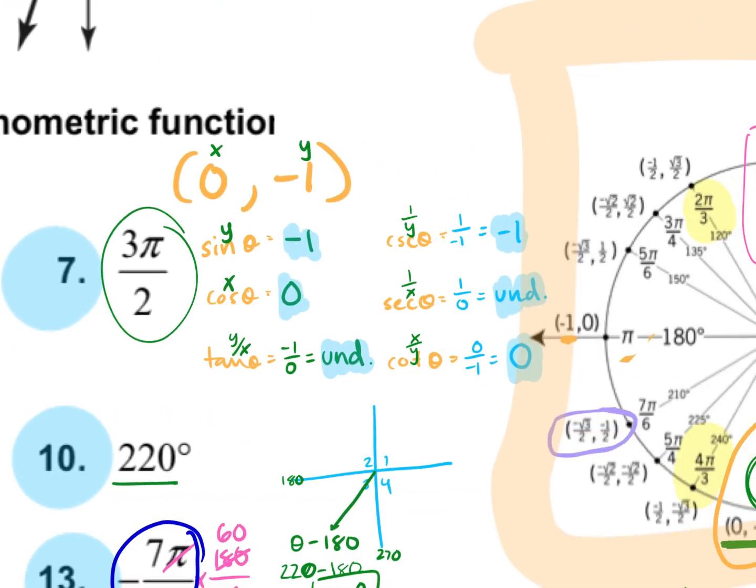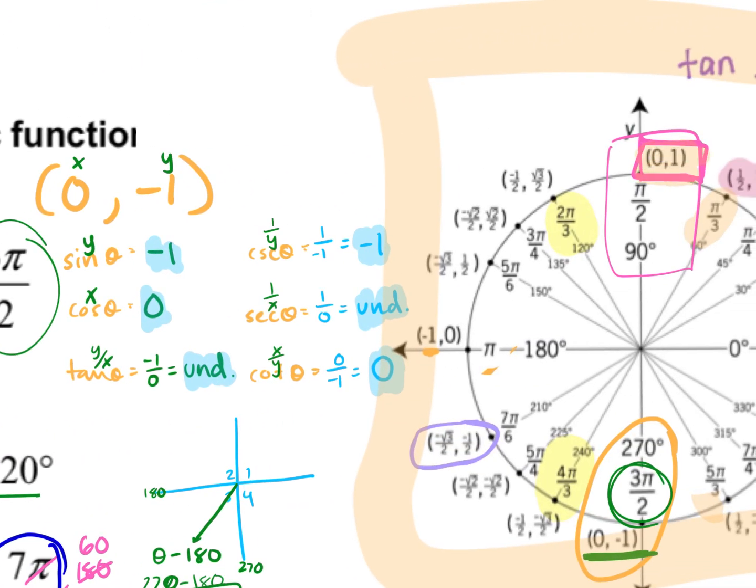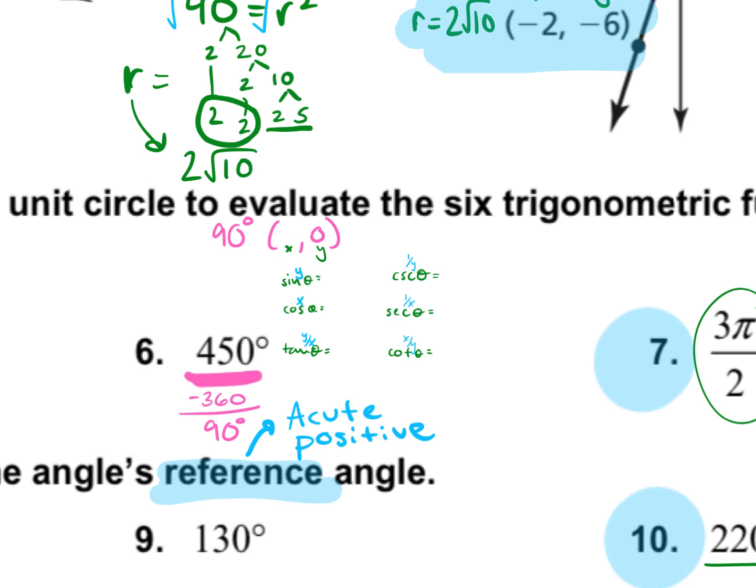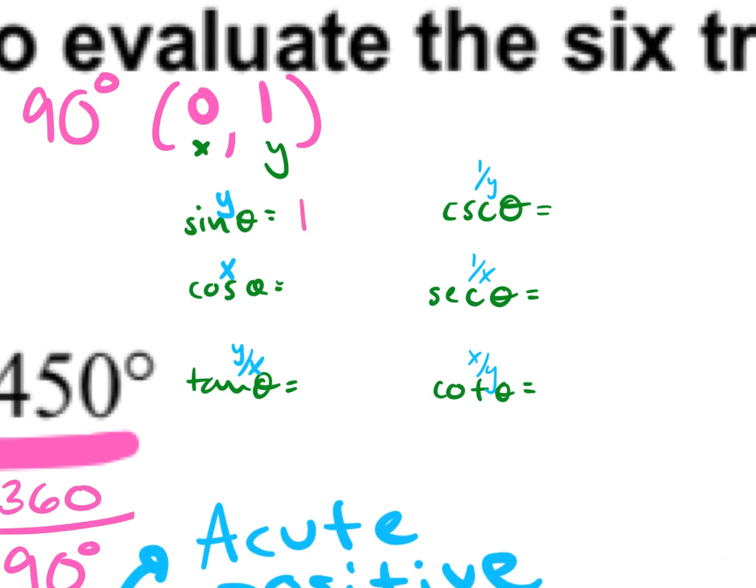I wrote the point down wrong. It should be 0, 1, not 1, 0. So let's try that again. 0, 1. Okay. So sine would be 1, cosine 0. Tangent is 1 over 0, which simplifies to undefined. Cosecant is 1 over 1, which simplifies to 1. Secant would be 1 over 0, which is undefined. And cotangent would be 0 over 1, which is 0.